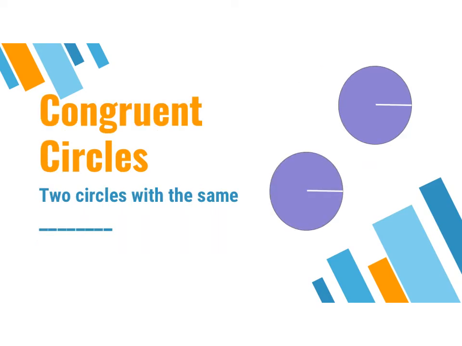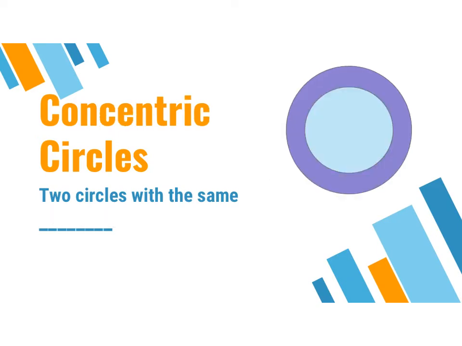If I have two circles with the same radius, then those circles are congruent. So if this is x and this is also x, these circles are exactly the same, just in different locations. Two circles with the same center then are said to be concentric. So they have one center. One circle's bigger or smaller than the other one. They're concentric.